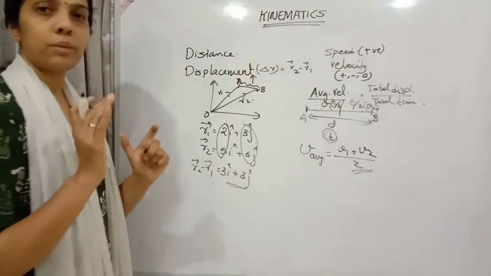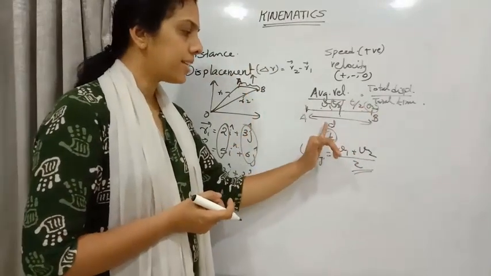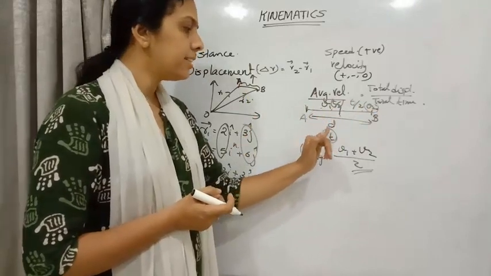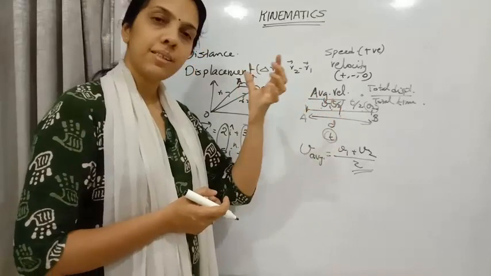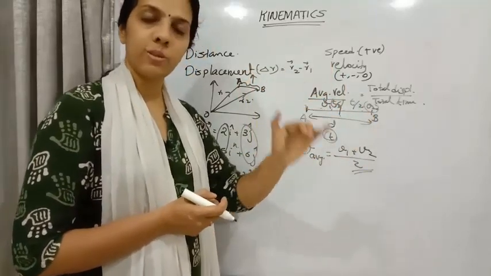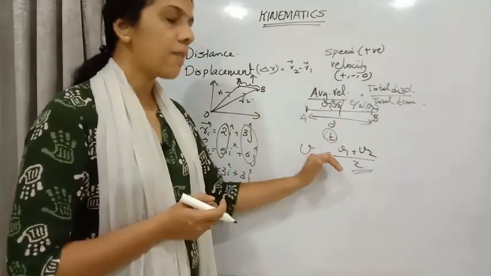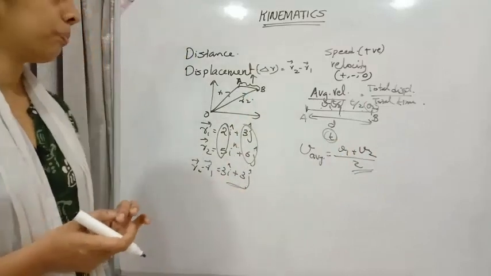Okay, this one you can learn by heart. Average velocity: if from A to B it has a distance d and it is covered in time interval t, half of the time it is traveling with velocity v1 and half of the time it is traveling with velocity v2, then the average velocity will be equal to (v1 plus v2) divided by 2.